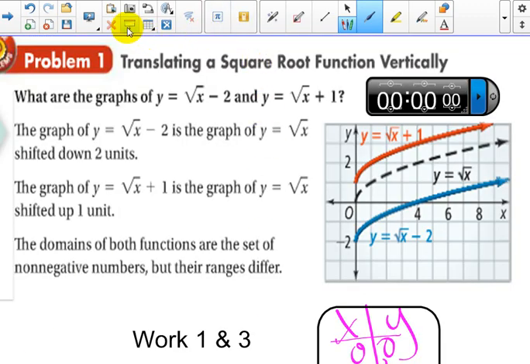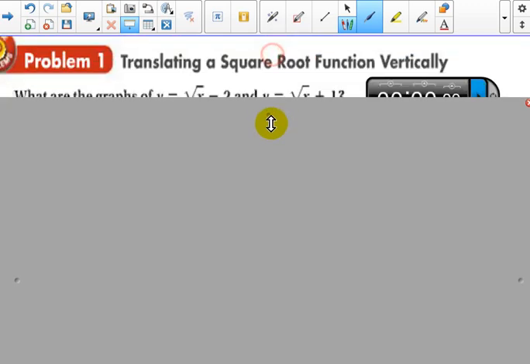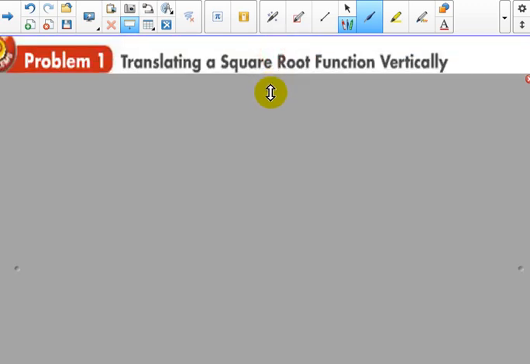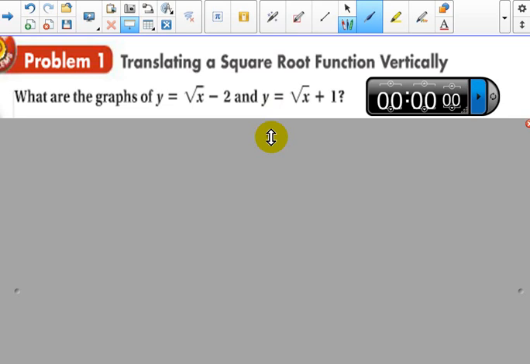So let's look at our first problem. Translating a square root function vertically. So we're just going to deal with the vertical movement, up or down right now. And that's that k value. So it's outside of the radical sign. It says, what are the graphs of y equals the square root of x minus 2 and y equals the square root of x plus 1? So they're asking us for 2 graphs.